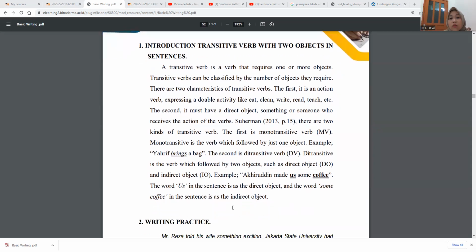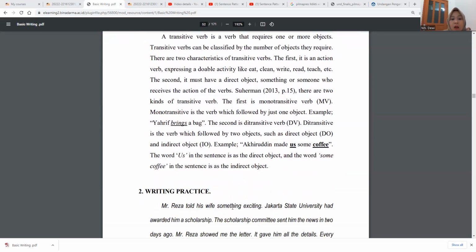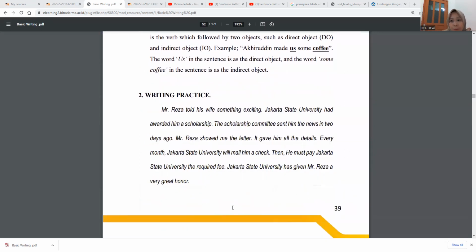So it's called transitive verb with two objects. Okay, let's see this writing practice. You can read it by yourself at home, but let me read it too for you. So Mr. Reza told his wife something exciting.